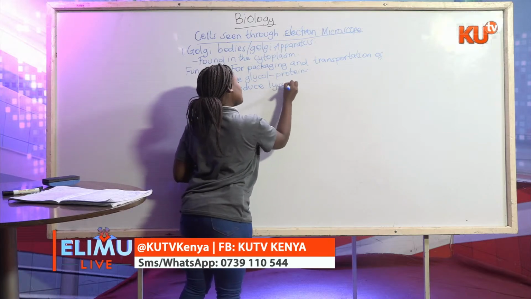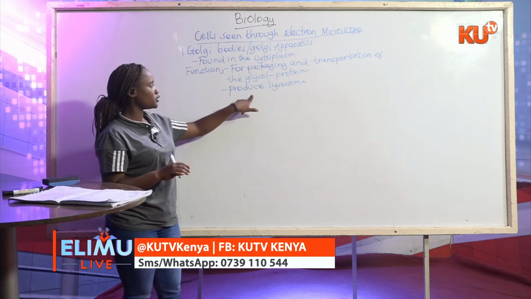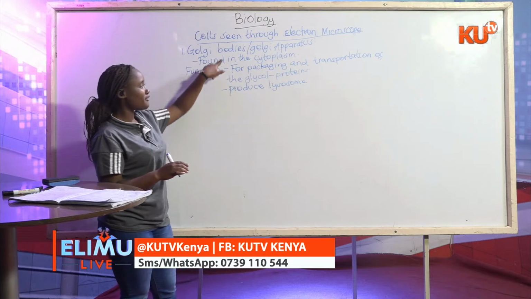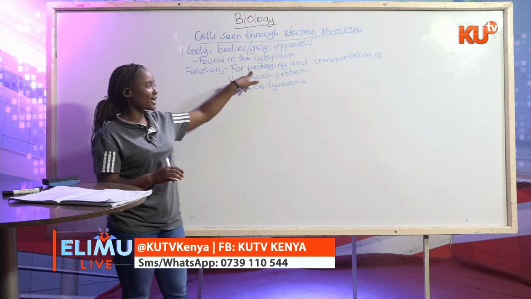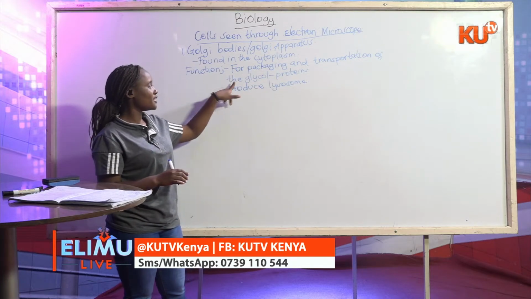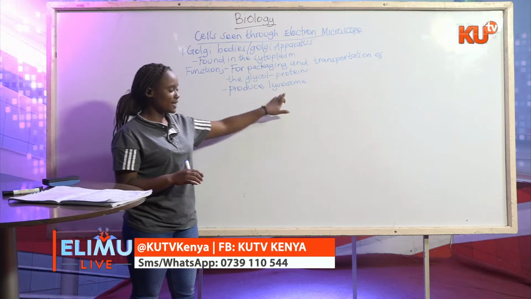Lysosome. The Golgi apparatus produces lysosomes. It is found in the cytoplasm. It is used for packaging and transportation of the glycoproteins, and it also produces lysosomes.